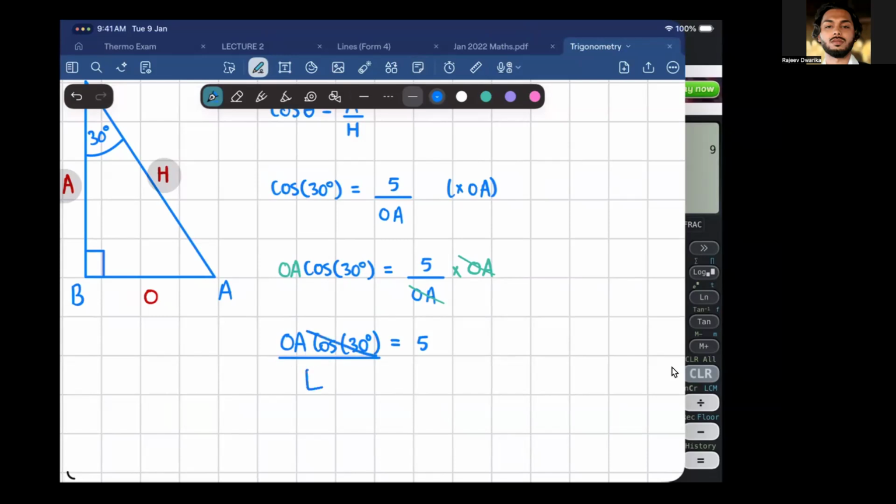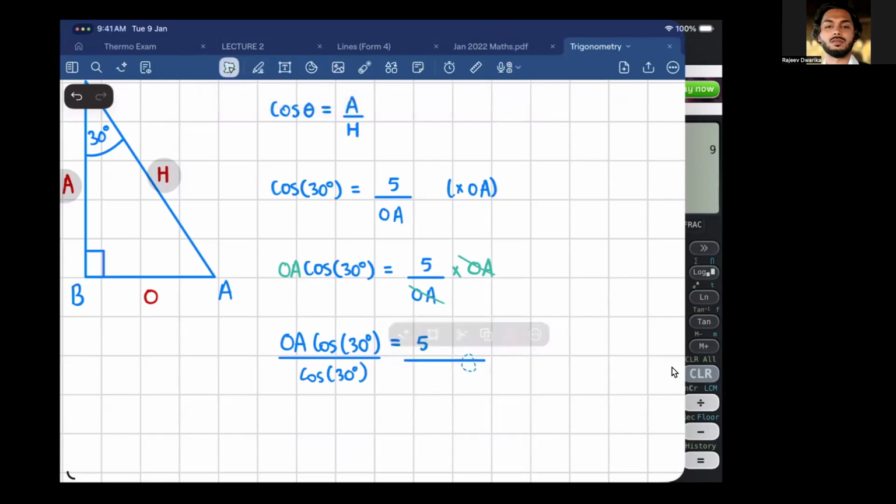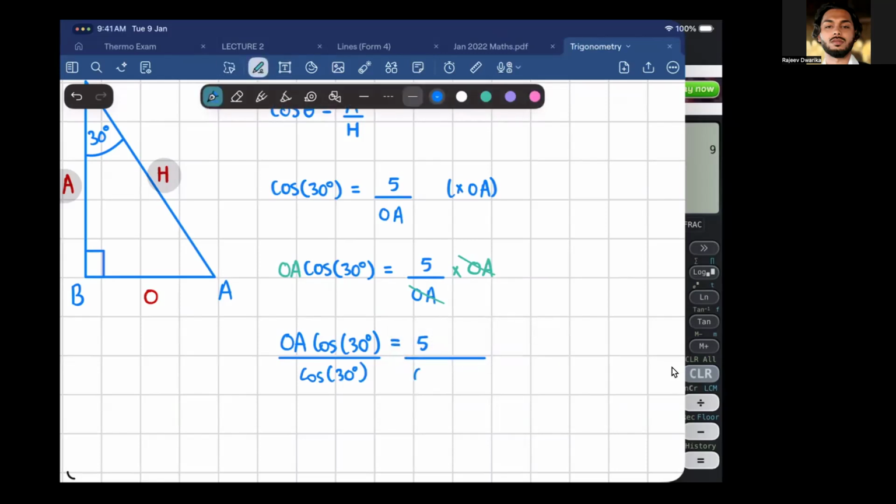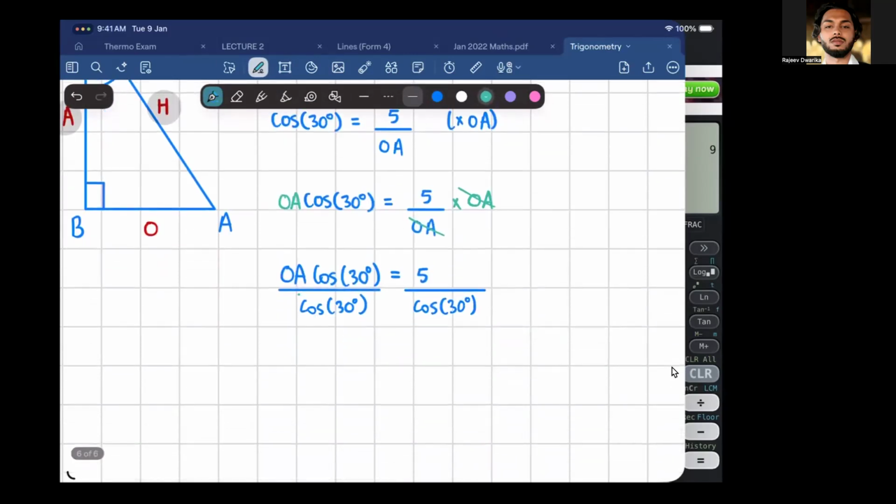So I want to put something here that would cancel off of that. So what should I put? Cos 30 degrees. Yes. Should put cos 30 degrees. Right? If you notice, the cos 30 and the cos 30 would cancel off and it would end up with OA. So OA would just be 5 over cos 30. If you're having trouble putting that into a calculator, let me know. I will show you guys how to do it.